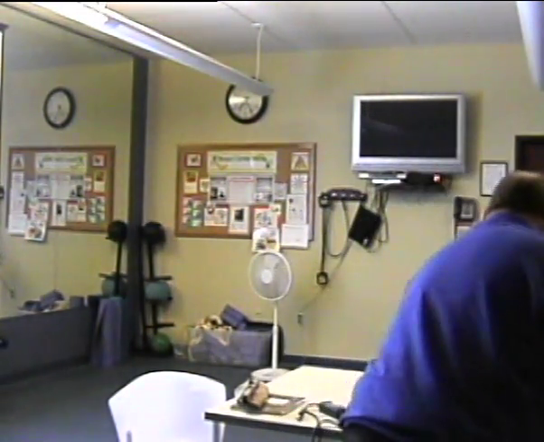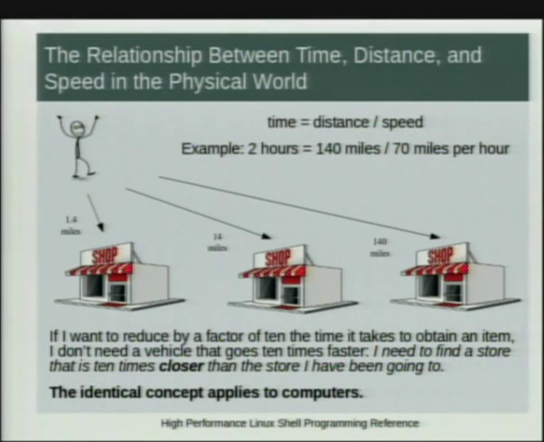And that's exactly what we're talking about in speeding up shell scripts. The destination is the same. The effect that we're going to have is the same, but we're going to find a more direct way to get there. If you want to reduce by a factor of 10 the time it takes to obtain an item, I don't need a vehicle that goes 10 times faster. I need to find a store that's 10 times closer than the one I've been going to.